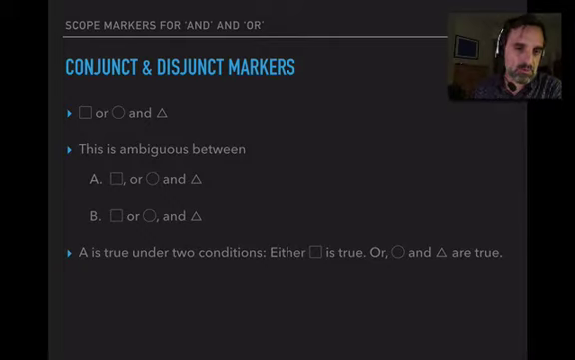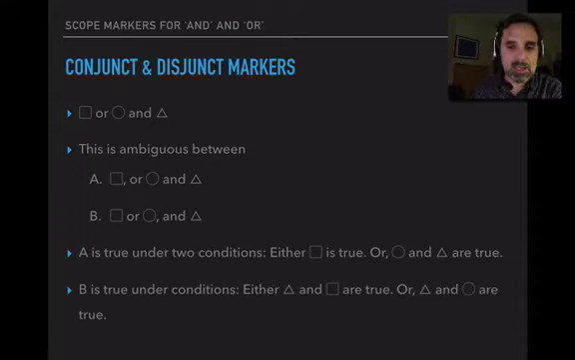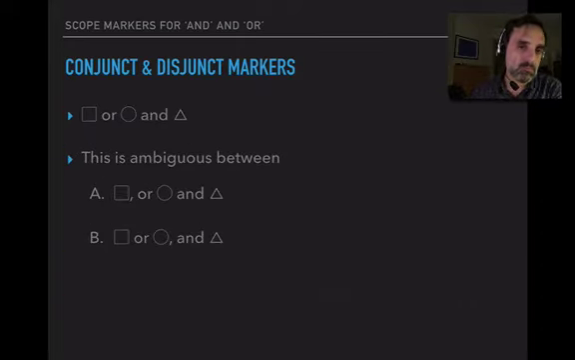A is true if box is true. It's also true if circle and triangle are true. B is true in two ways. Either triangle and box are true, or triangle and circle are true. So B requires that triangle be true, whereas A does not. So they say different things. So the sentence is ambiguous between these two readings.